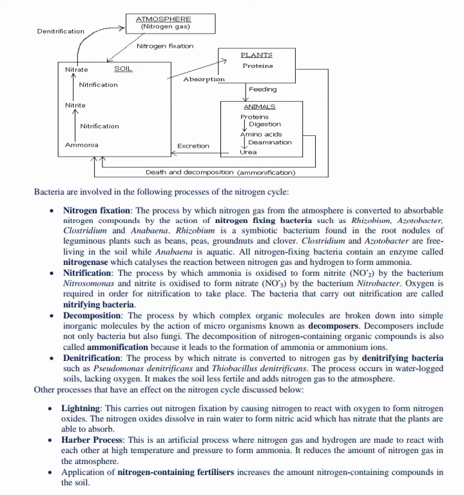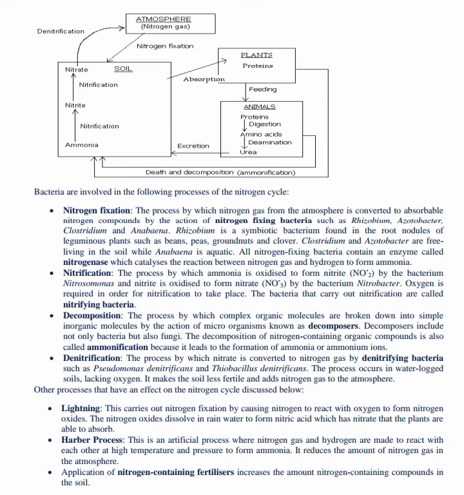And we've got other processes that have an effect on the nitrogen cycle. For example, we've got lightning. Lightning carries out nitrogen fixation by causing nitrogen to react with oxygen to form nitrogen oxides. And these nitrogen oxides dissolve in rainwater to form nitric acid, which has nitrate that the plants are also able to absorb. This occurs through the help of lightning.